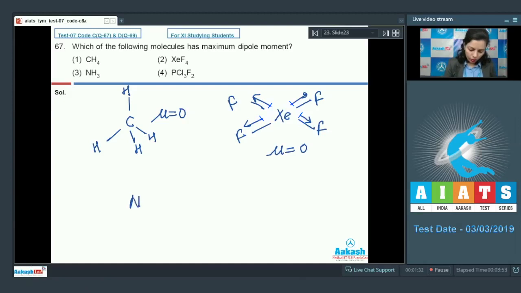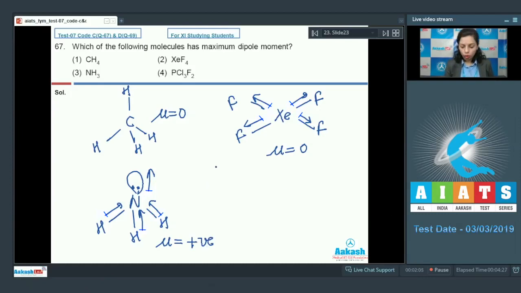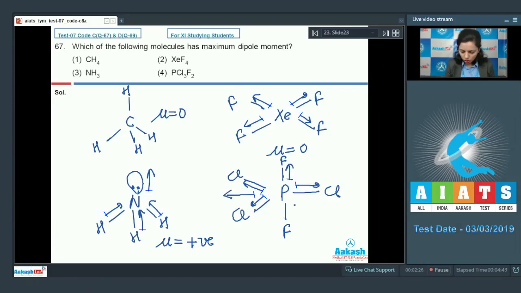Further, if I talk about NH3, this is a pyramidal molecule. In this way, there's a lone pair of electrons. We can represent the dipole in this way, and this would have a positive value of dipole. Further, if I talk about PCl3F2, the fourth one, the structure is this, in this way. As I have already told you, dipole moment is a vector quantity. So in this case, the bond dipoles are in this direction, here in this direction, and this way. It means ultimately mu value becomes 0. So there is a single case in which the mu value is positive. That is the case of ammonia, and you should choose that as the correct option.